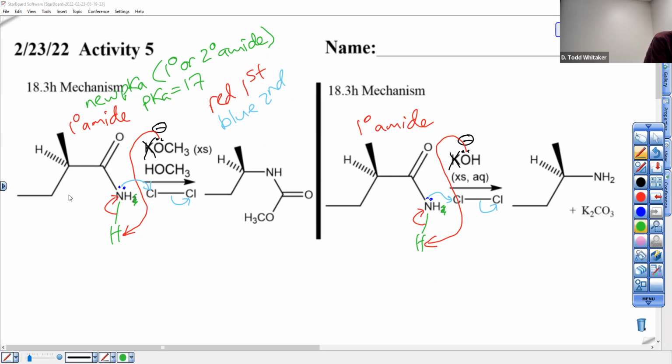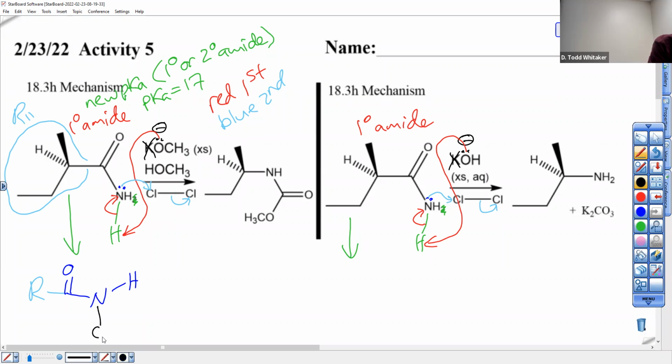So this R group doesn't change for forever. I'm only going to circle it over here. It's the same R group on the other side. R attached to carbonyl, attached to N, still has an H, now has a Cl. I believe that's the same intermediate in both.